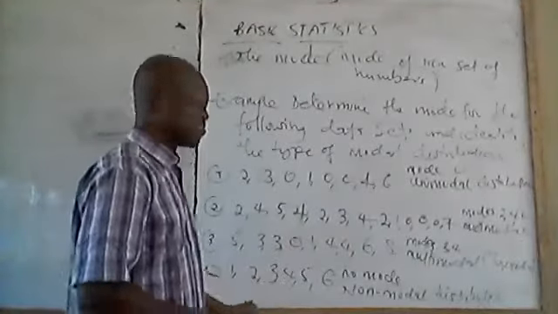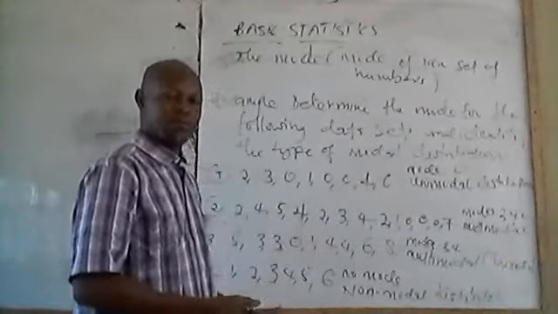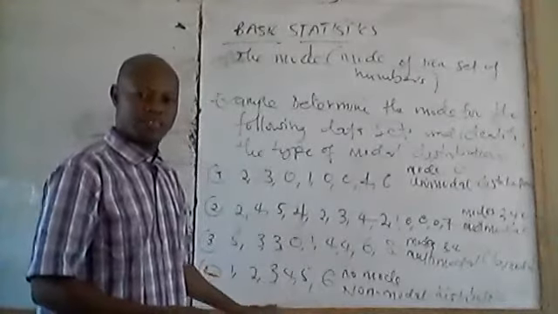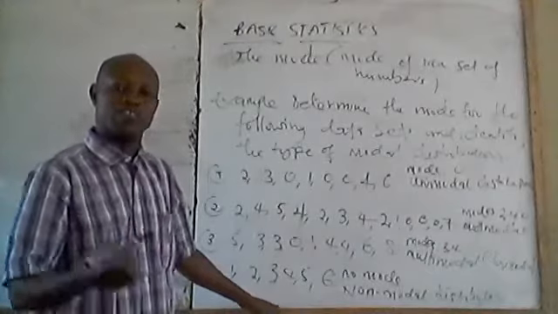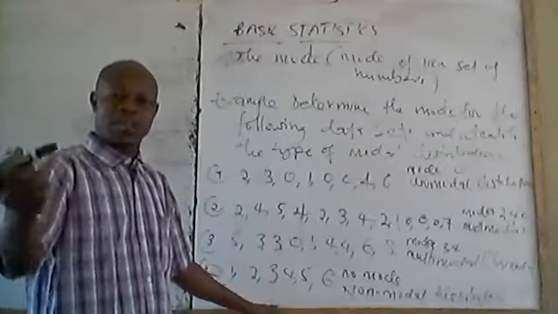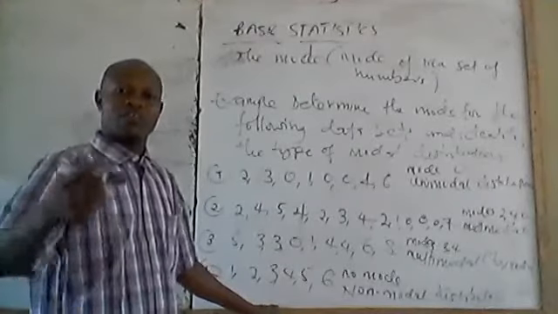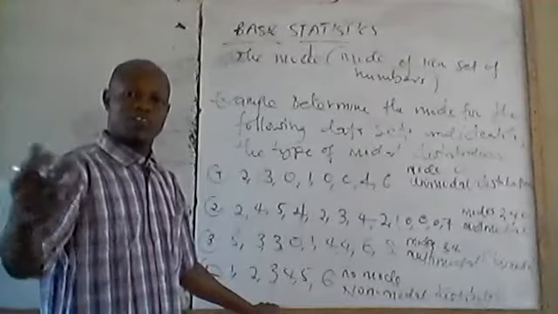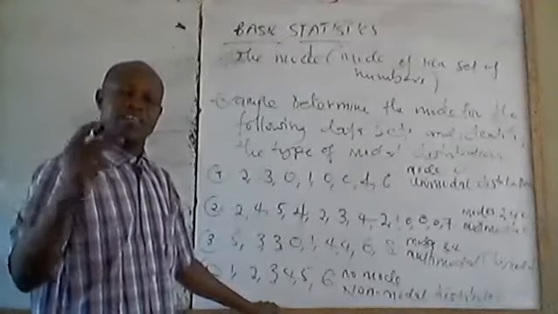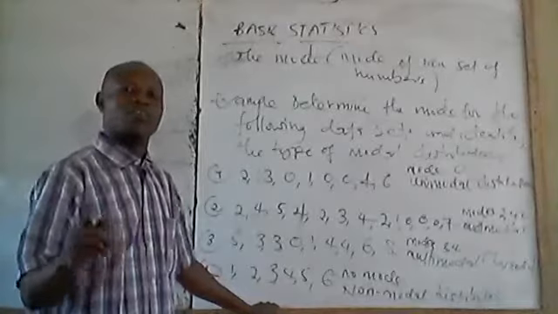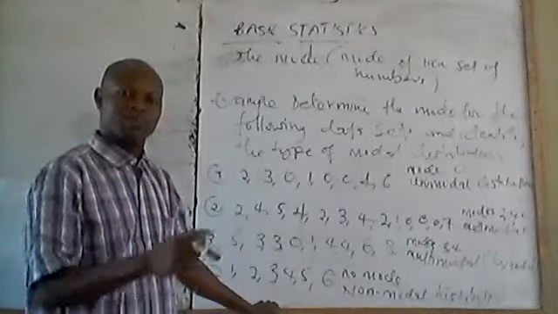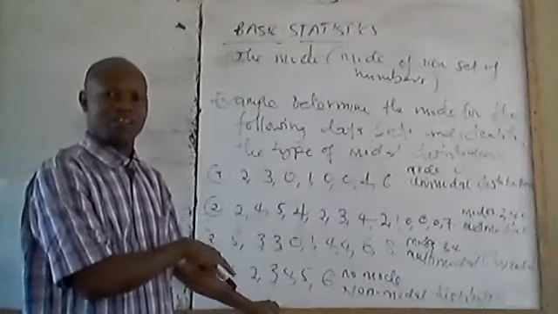Now, look at the fourth example. This one is going to explain another modal distribution I didn't mention in the introduction. I mentioned three: the unimodal distribution, the bimodal distribution, and the multimodal distribution. But there's another one, a fourth one, which I did not mention in the introduction, and this example is going to illustrate that.